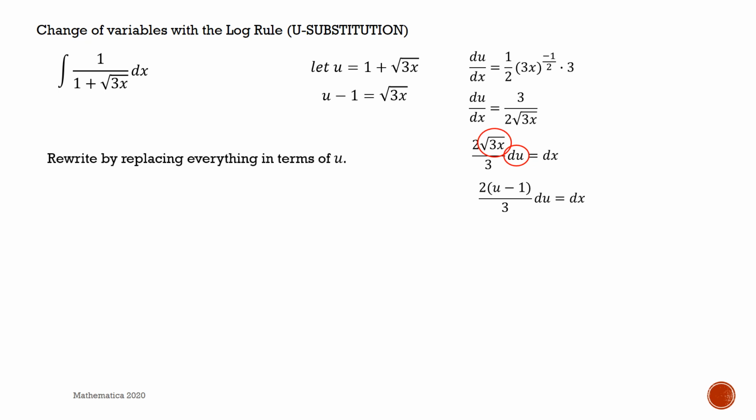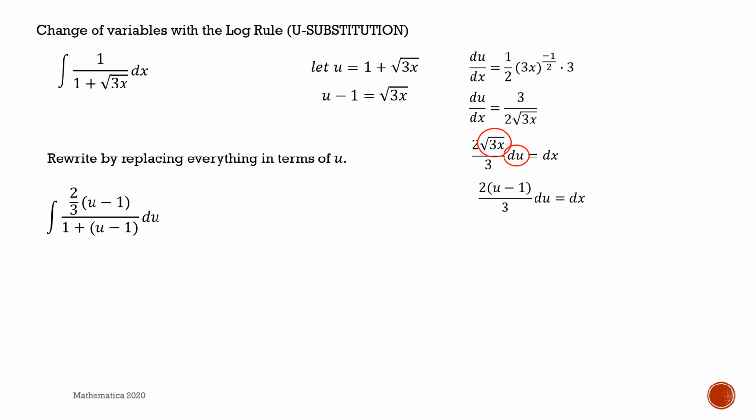So we rewrite by replacing everything in terms of u, and this is what I end up with. 2/3 times u minus 1 du over 1 plus, and instead of writing the square root of 3x, we know that the square root of 3x is equal to u minus 1. So we replace the square root of 3x with u minus 1. Now we have everything written in terms of u.